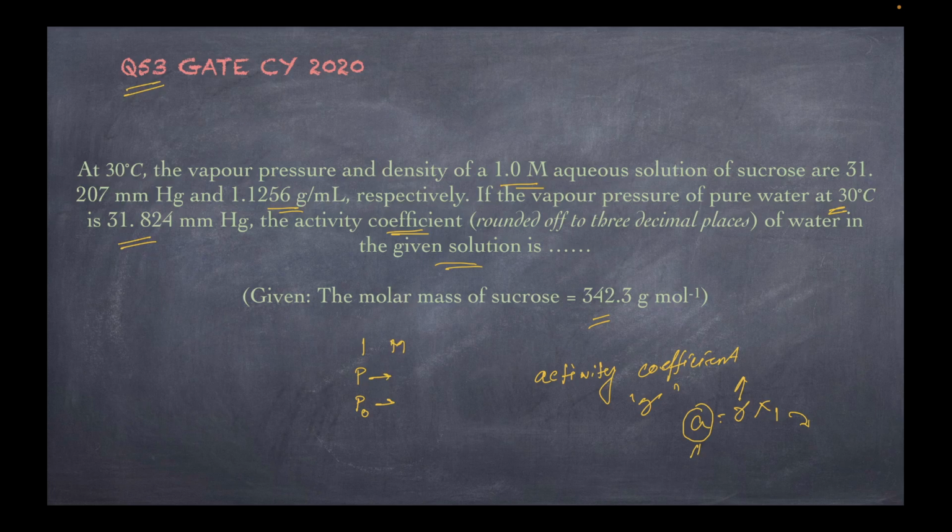So we have to find this gamma, that means gamma equal to A divided by x1. So first we have to find the activity A, then we have to find the mole fraction chi1, then we can divide A by chi1, and we can get the value of the activity coefficient gamma.